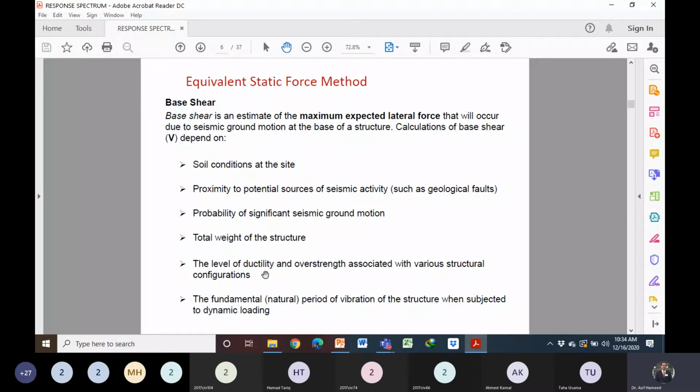Okay, so ductility level or overstrength is associated with the various structure configurations. If it can absorb the energy after yielding, it's ductile. We make structures ductile because it will give you some warning before failure. So to economize the structure, we can design the structure for lower earthquake forces. In detail, we will discuss one by one in the coming slides.